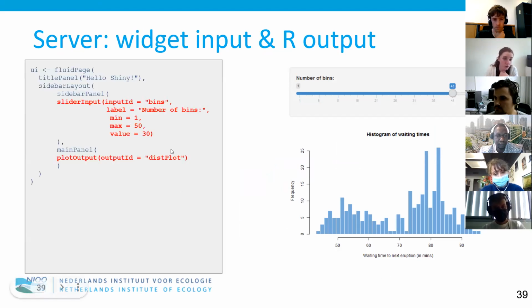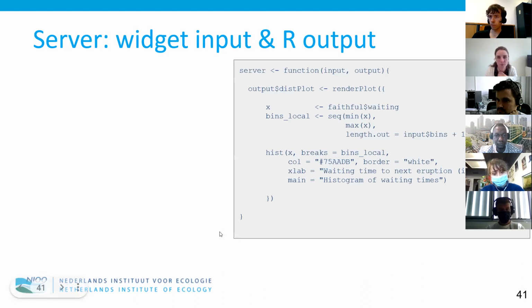So, like we just saw on the user interface side, you have this slider input, for example, and you have this plot output, which relates to this slider and this plot. And I would like to point out to you that the names of these elements are very important. So the input ID will come back in the server side, and the output ID will come back as well. So in this case, it's bins and it's dist plot. So let's take a look at the server side.